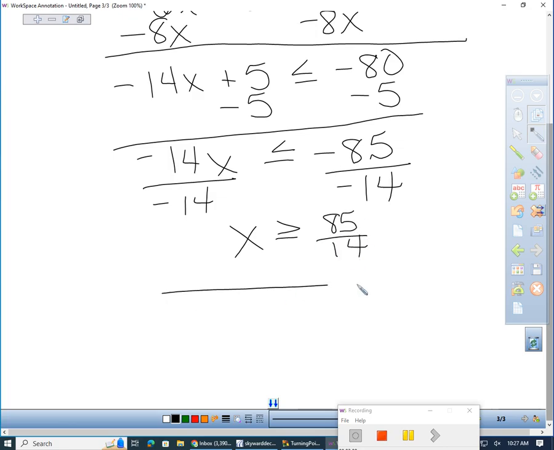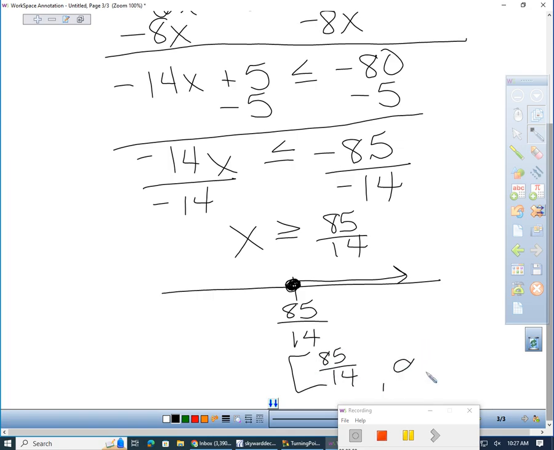So on my number line at 85 over 14, do I have an open or closed dot? Closed, because it's greater than or equal to. And which direction does my arrow go? To the right. Interval notation, starting at that solid dot is a bracket at 85 over 14, and it goes all the way to infinity.